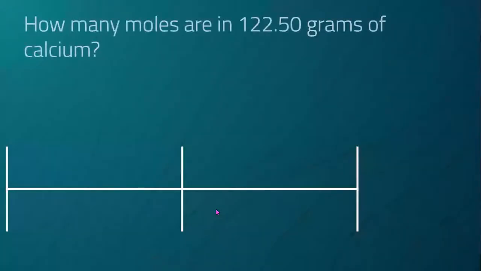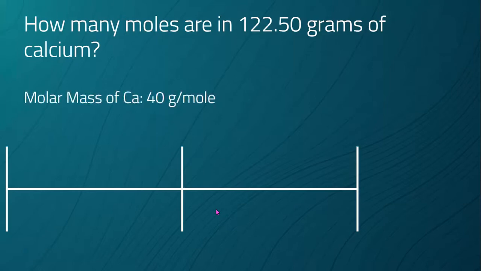So let's do a problem because it's the best way to learn these. The question asks how many moles are in 122.50 grams of calcium. I'm going to need the molar mass in order to convert. So I looked on the periodic table, and the molar mass of calcium is 40 grams per mole.